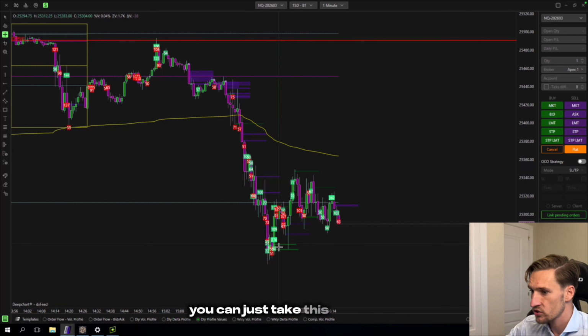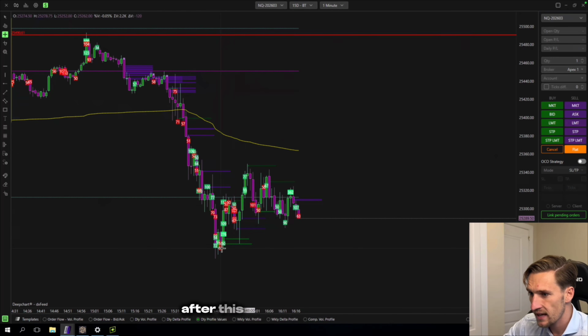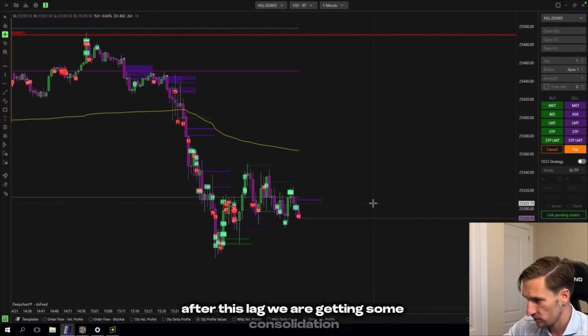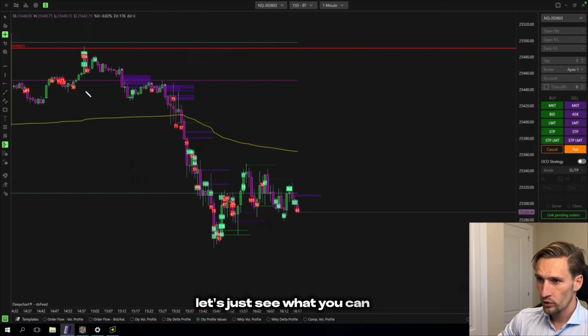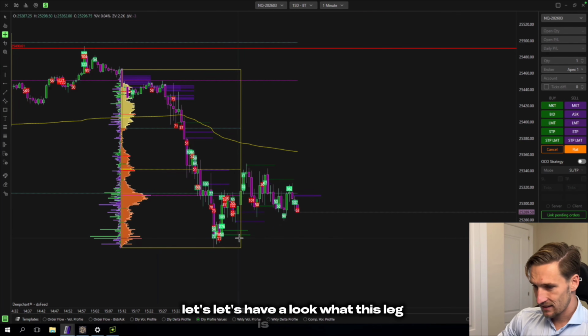You can just take this trade and walk away for the day, because this is where a lot of traders are getting trapped. After this leg, we are getting some consolidation. Let's just see what you can do here because we had this leg. Okay, let's have a look at what this leg is telling us.